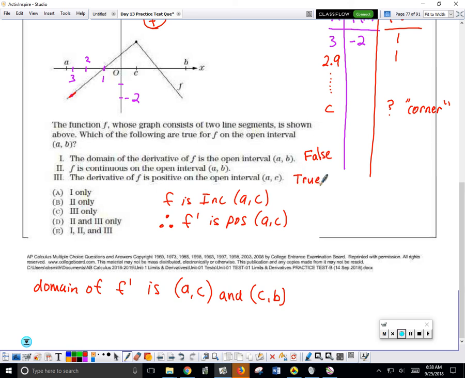That makes sense. Perfect. So you're good with the rest? Yeah. Awesome. Then f is continuous. There are no discontinuities along there. So this would also be a true statement.